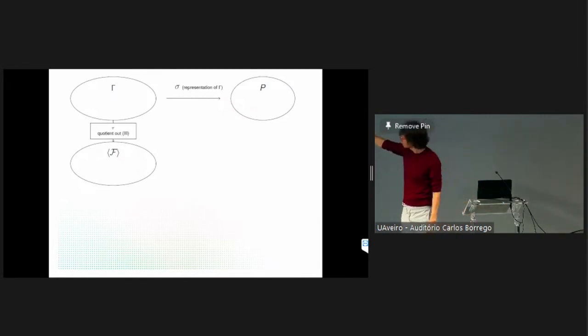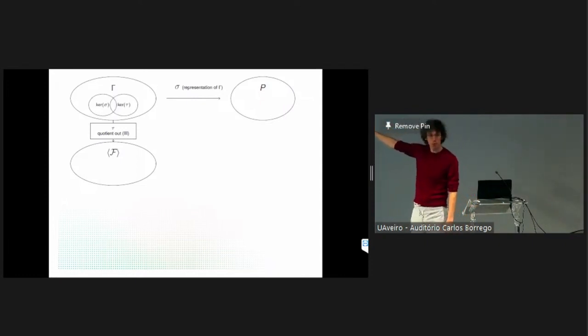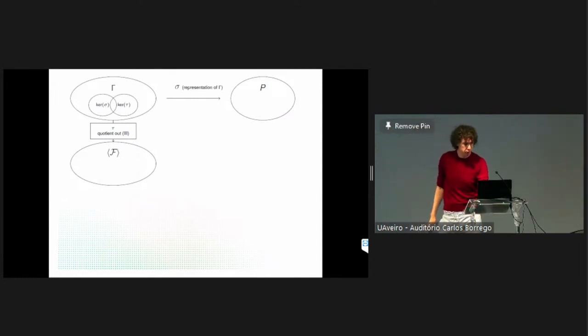We have a natural map tau from gamma to this free group, this group F, which is just quotienting out this third condition, the product relations, okay? And now both of these maps have kernels, right? You can take these kernels and map them through their partner, the cousin, right? So you can take the kernel of tau and map it through sigma, and you can take the kernel of sigma and map it through tau, okay?